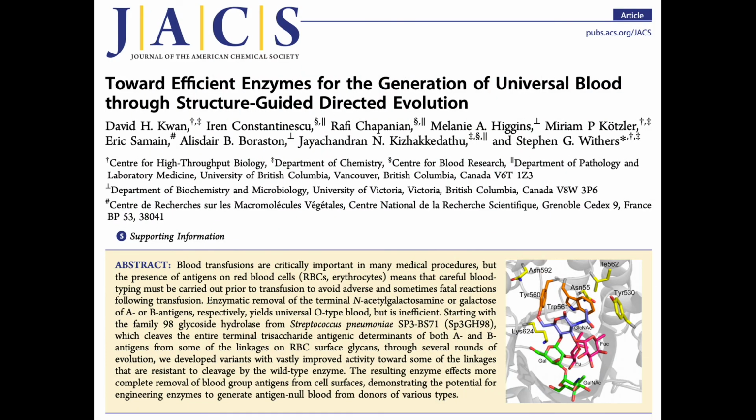Now, as part of independent learning, you are required to read this article, which I have uploaded in Canvas. This article is about the potential for engineering the transferase enzymes that I discussed earlier in order to generate antigen-null blood from donors of various ABO blood types. Now, this modality finds promise and is especially potentially life-saving for patients with uncommon blood types who are in dire need of blood. I end part 4 of this video series here.